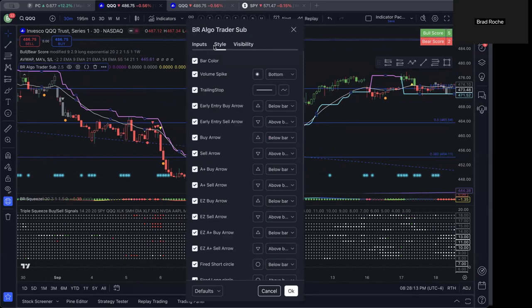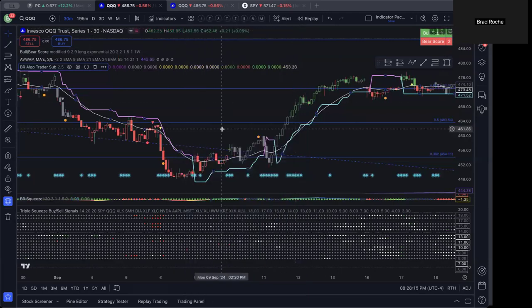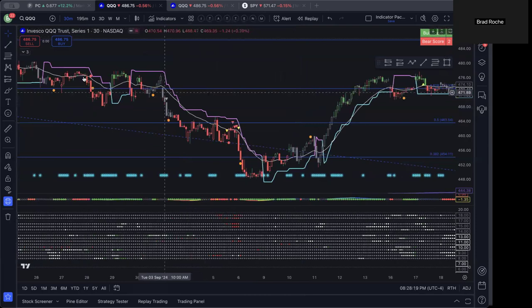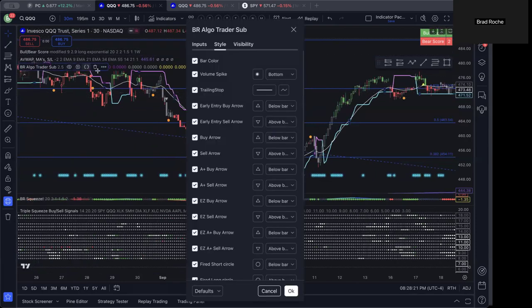And then we have the early entry signals. Okay, let's start with the regular signals. The regular signals take into account about 10 different components within the market. Ten different things have to line up for a signal to show up, either a buy signal or, vice versa, a sell signal.